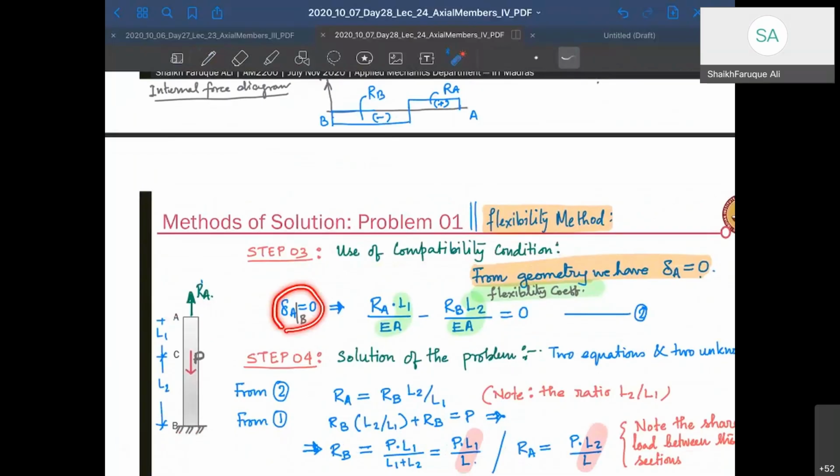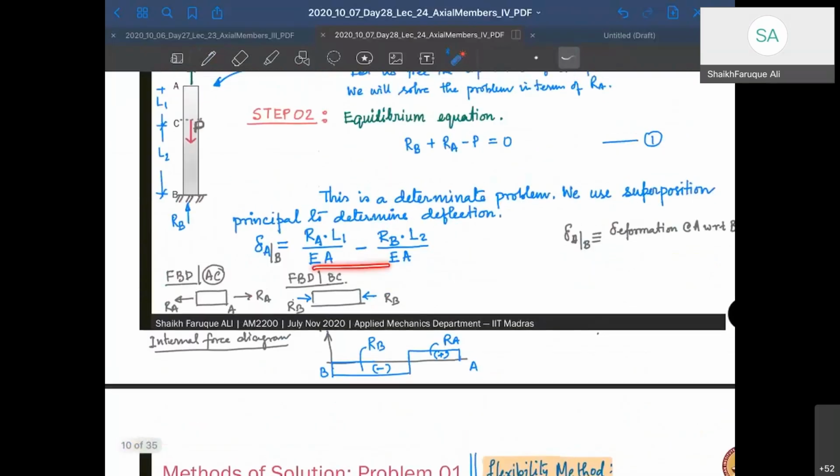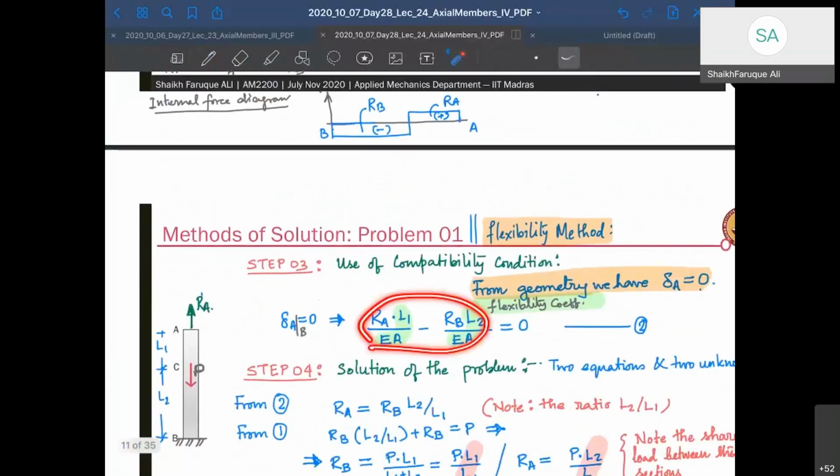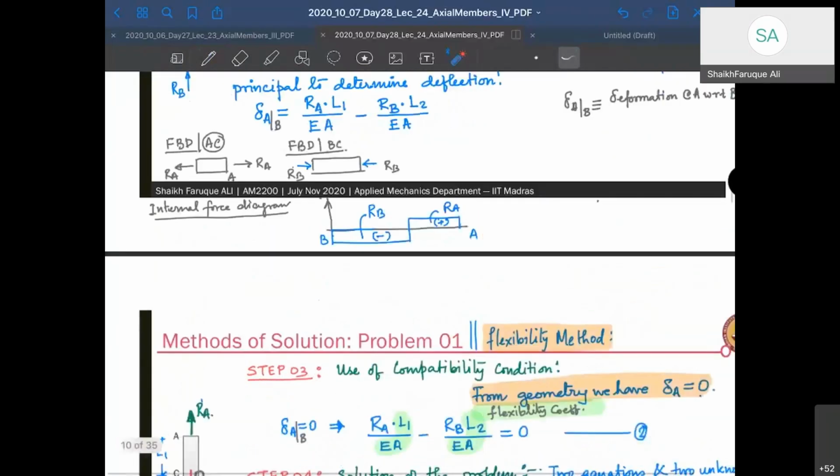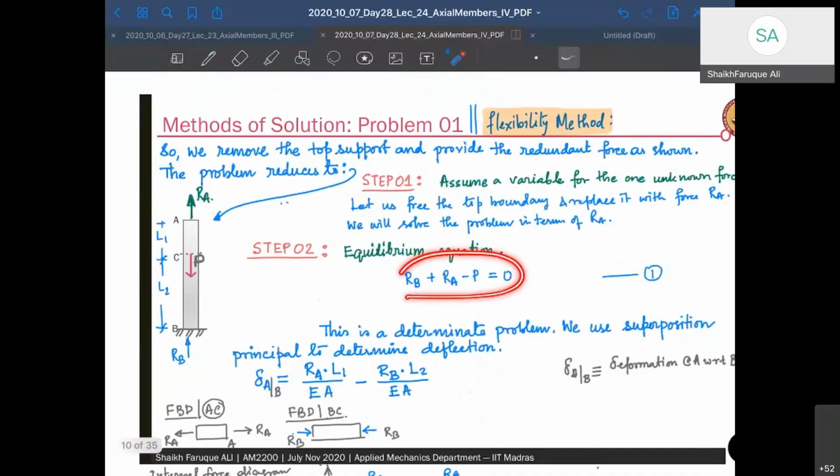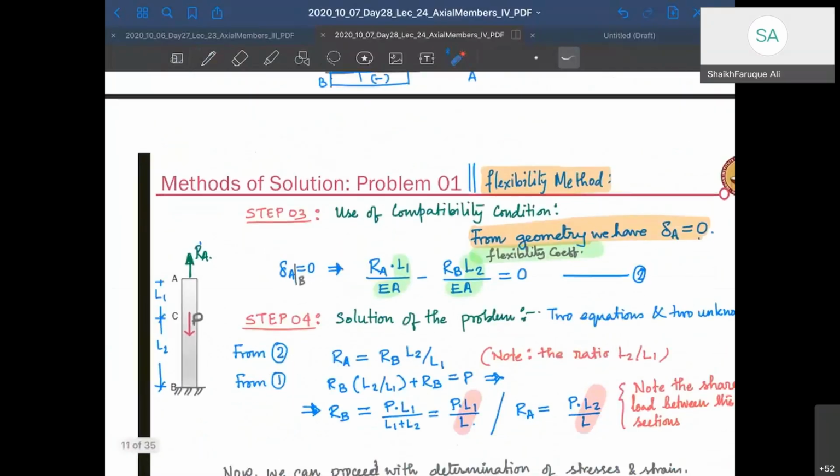If you put that equal to 0, that becomes my second equation. So this is my first equation, which is my equilibrium equation. And the compatibility condition gives another equation, which is this, supposed to be equal to 0. Now you have two equations, you can solve them.